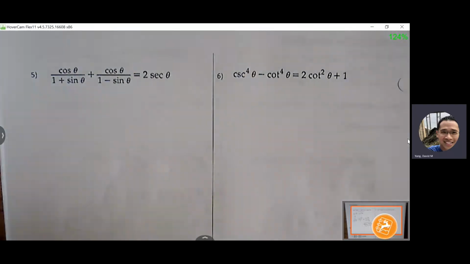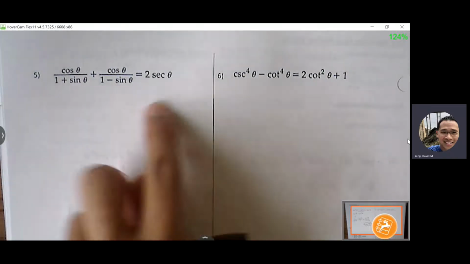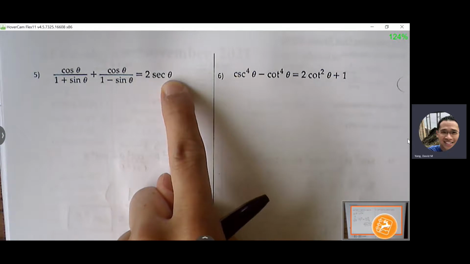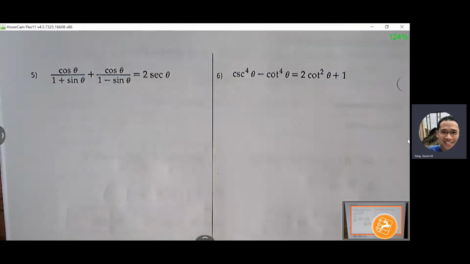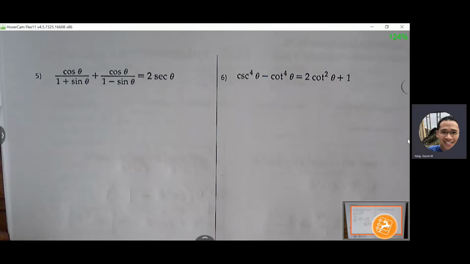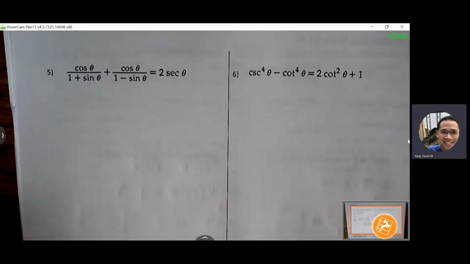Very similar to the previous problems here. I see 2 fractions. I see only one term on the right. I would like to merge them together to see if I can get that down to one term. Okay, common denominator.